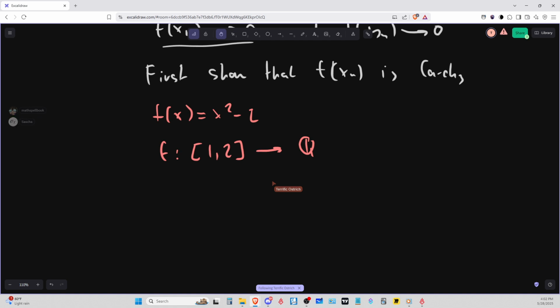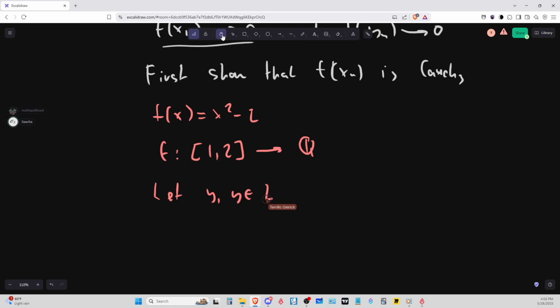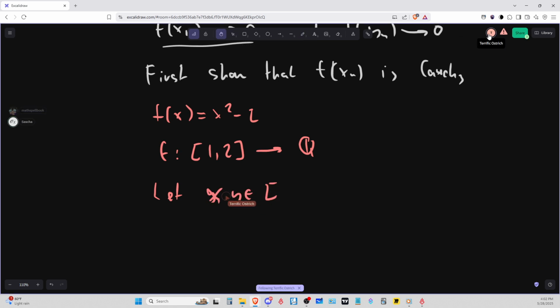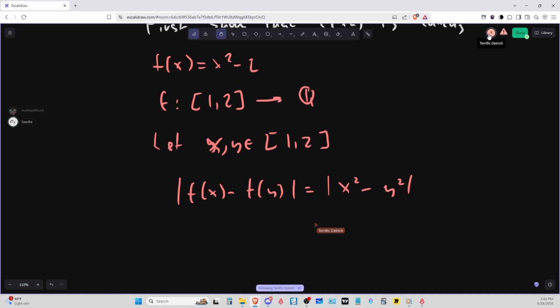Okay, what's next? So I will play a little bit with it. Let x and y be inside of the interval 1, 2. Then I'm going to write |f(x) - f(y)|. Now I'm just going to restate the definition, so this will be |x squared minus y squared|. The two cancel out because they're on the same side.